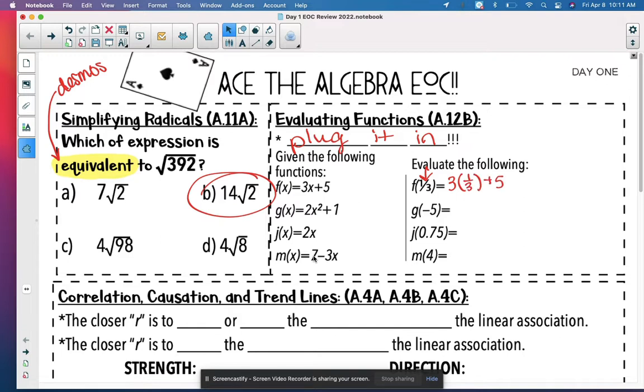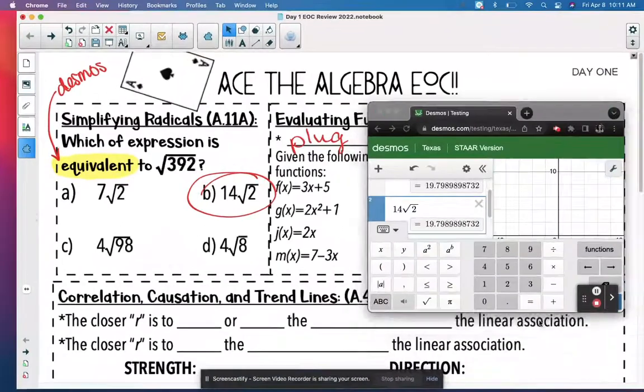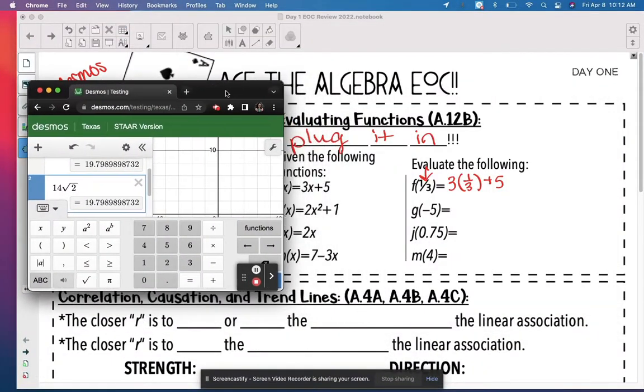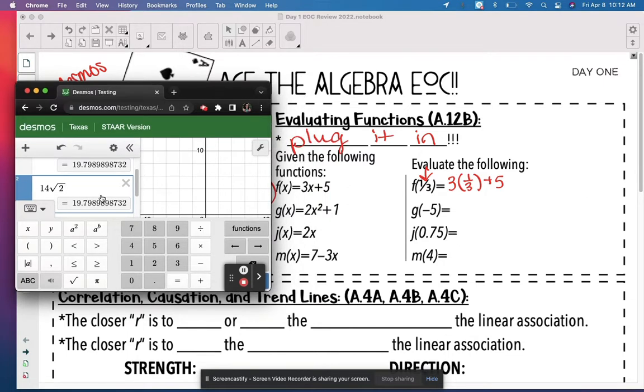I'm going to type this in Desmos, because when I type it in, it'll just calculate the answer for me. This can be given in multiple ways on the STAAR. It could be multiple choice, or it could be a griddable where you have to type in the answer. So for this problem, we get 6. The answer for this problem would be positive 6.